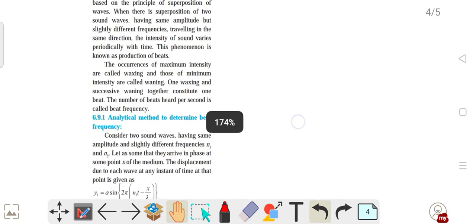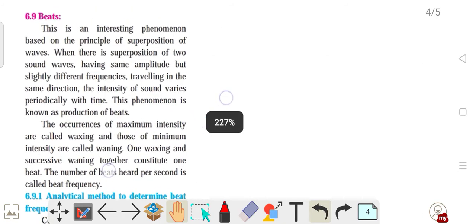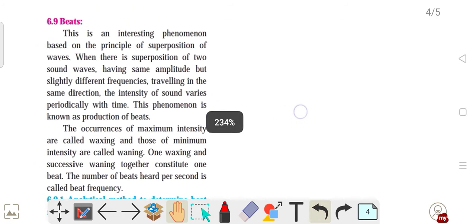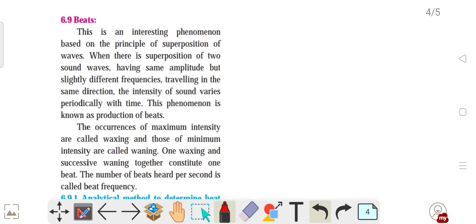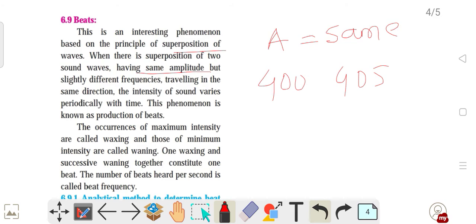In the beats chapter, the derivation is again the same, so I will not do this every time, I will just show you how it is done here. Let us see what beats are. It is an interesting phenomenon based on the principle of superposition. When there is superposition of two sound waves having the same amplitude A but slightly different frequencies, that means if one has a frequency of 400, the other will be 405. Okay, slightly different frequencies.